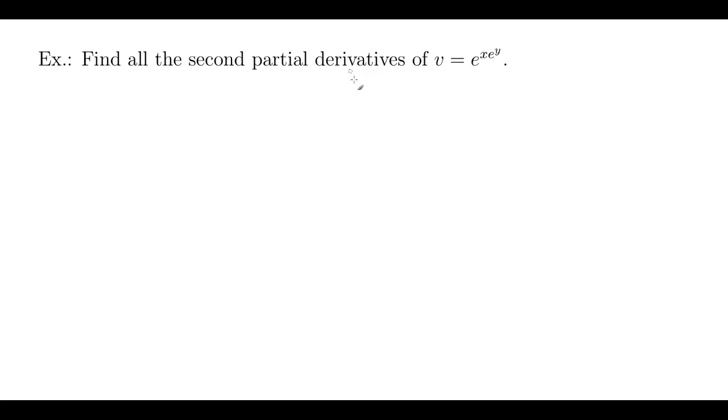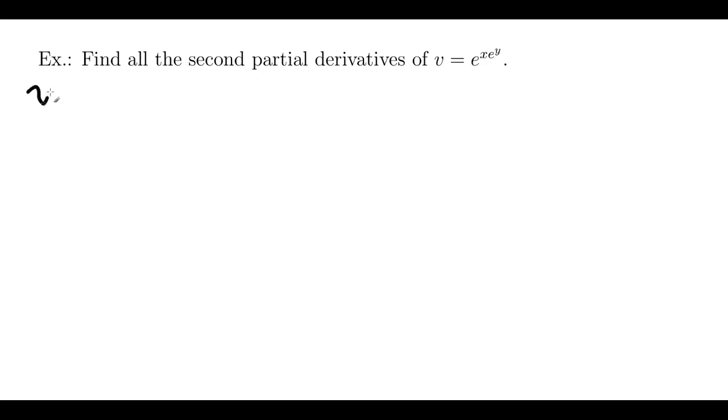Let's consider the question of finding all the second partial derivatives of v, which is equal to e to the power of x e to the y, right? Second partial derivatives, much like second ordinary derivatives, you first take the first derivative and then you take the derivative again. Finding all of the second partial derivatives will require us to have both of the first partial derivatives. So let's find those first, and then we'll move on to the second partials afterwards.